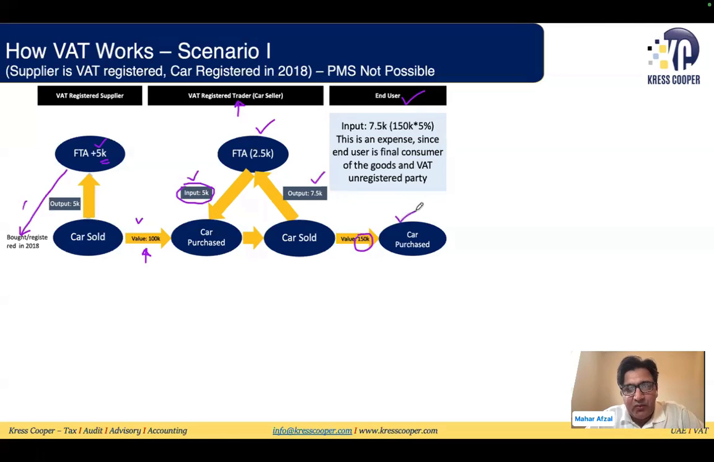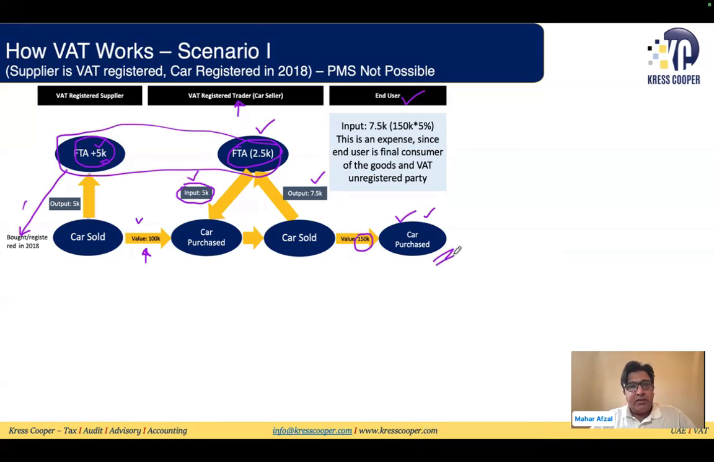Since 7.5K will become the cost of this end user, the end user bears the VAT. This is the reason it is called a consumption tax, because the person who is using the car will be subject to paying the VAT. The government has collected 5K from this person and 2.5K from this person, to net 7.5K. This person collected 7.5, paid 5, and net 2.5 went to the FTA. On an overall basis, 7.5 has gone to the FTA, and the burden of this 7.5 has been borne by the end user who is using the car.